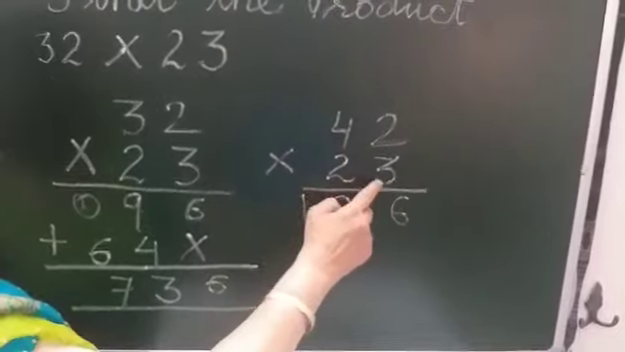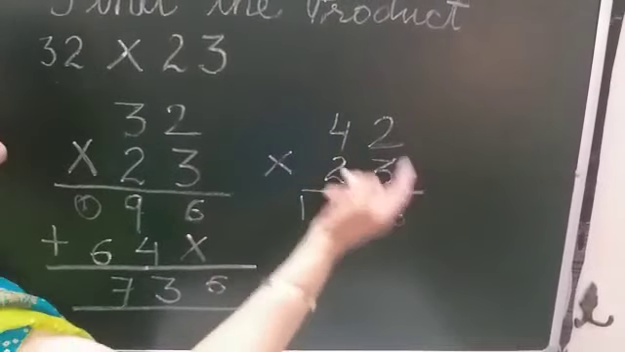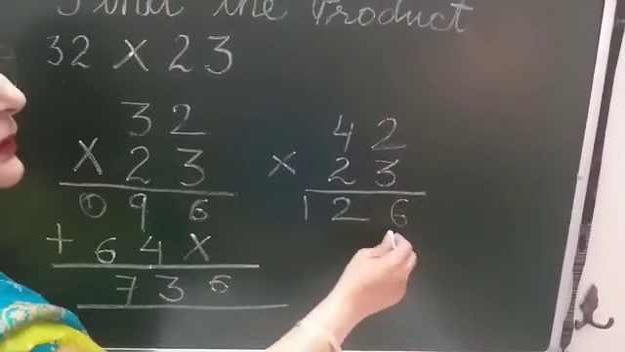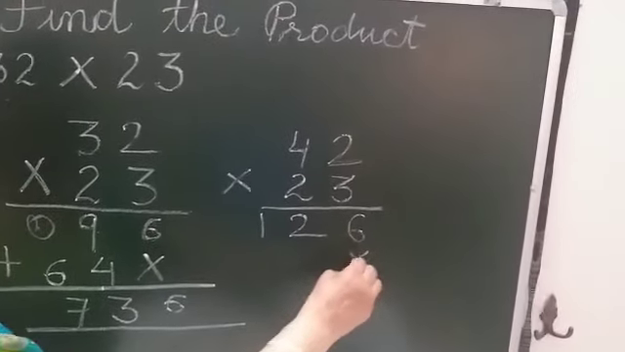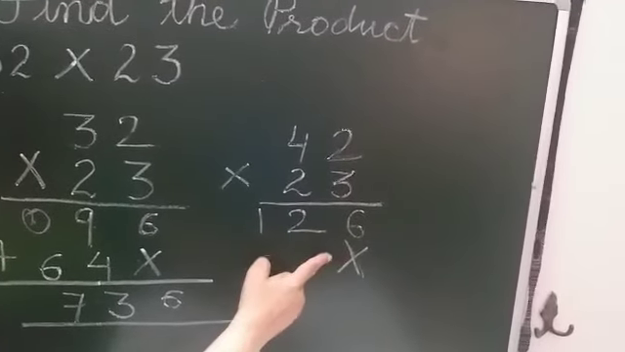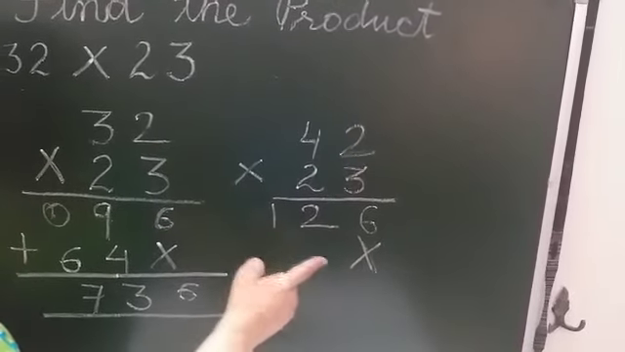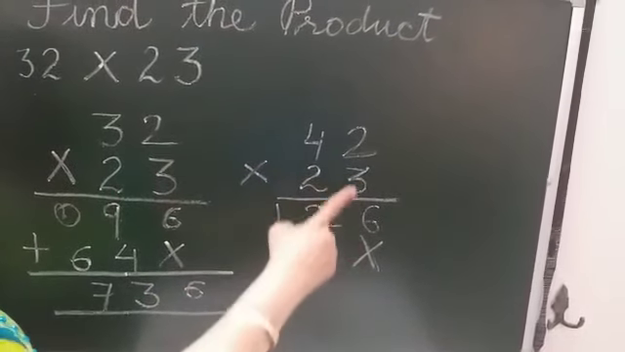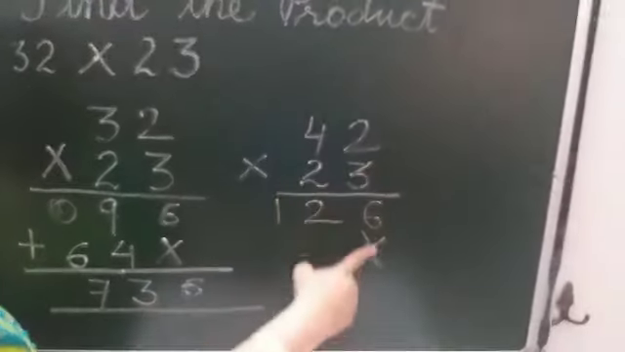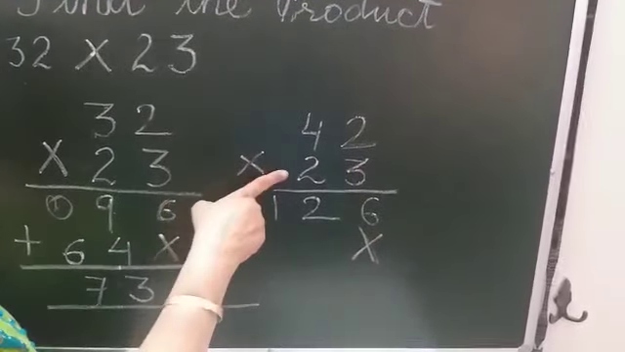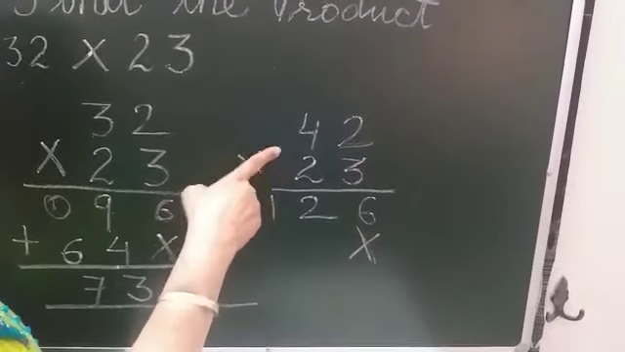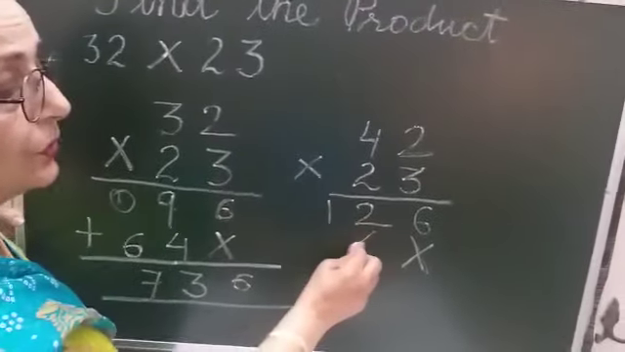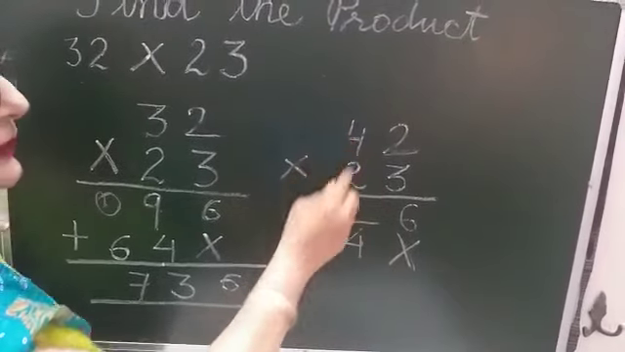So first number's turn is over. It's the turn of the digit at the tens place. That's why we have to put a 0 or a cross at the ones place. Don't forget to put this. If you don't put this, your answer will be wrong. So please remember, this is very important. You have to put a 0 or a cross in the ones place value first and then start the multiplication of the second digit, that is at the tens place. So 2 2s are 4 and 2 4s are 8.